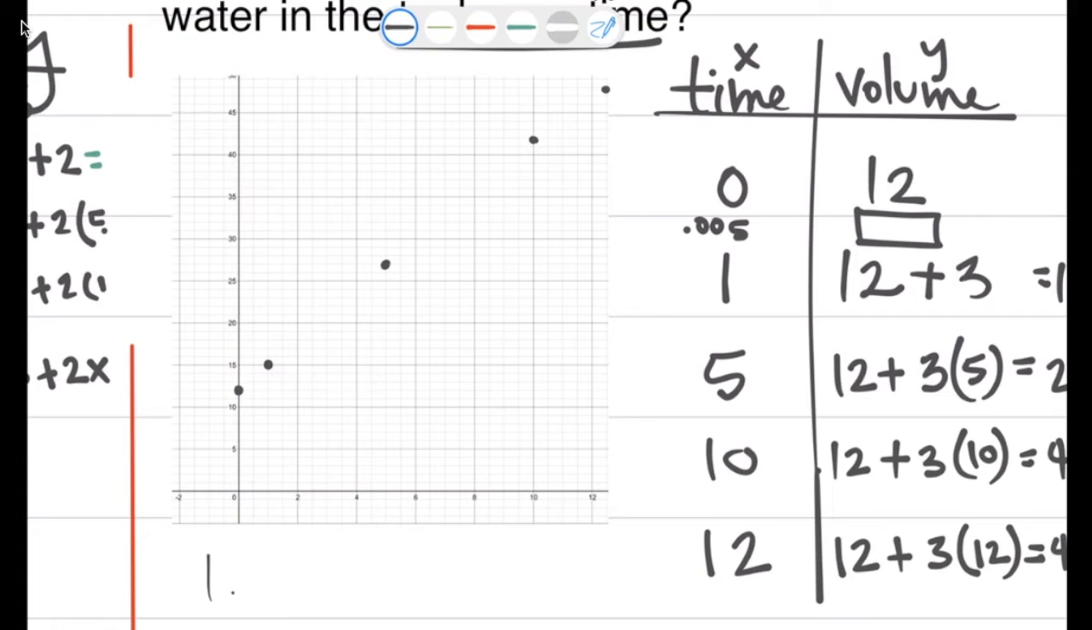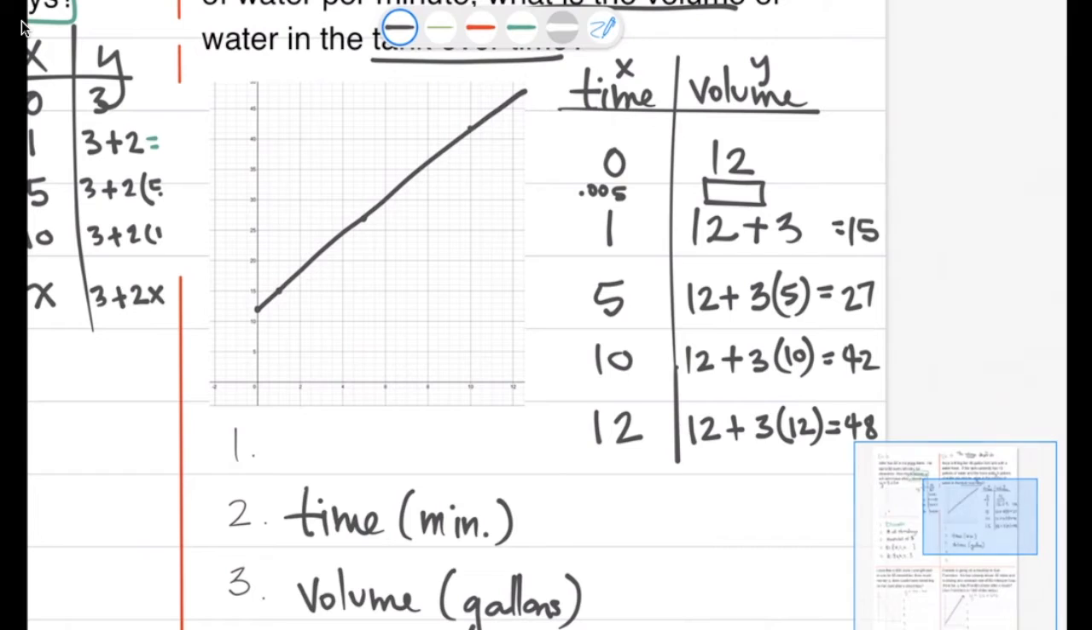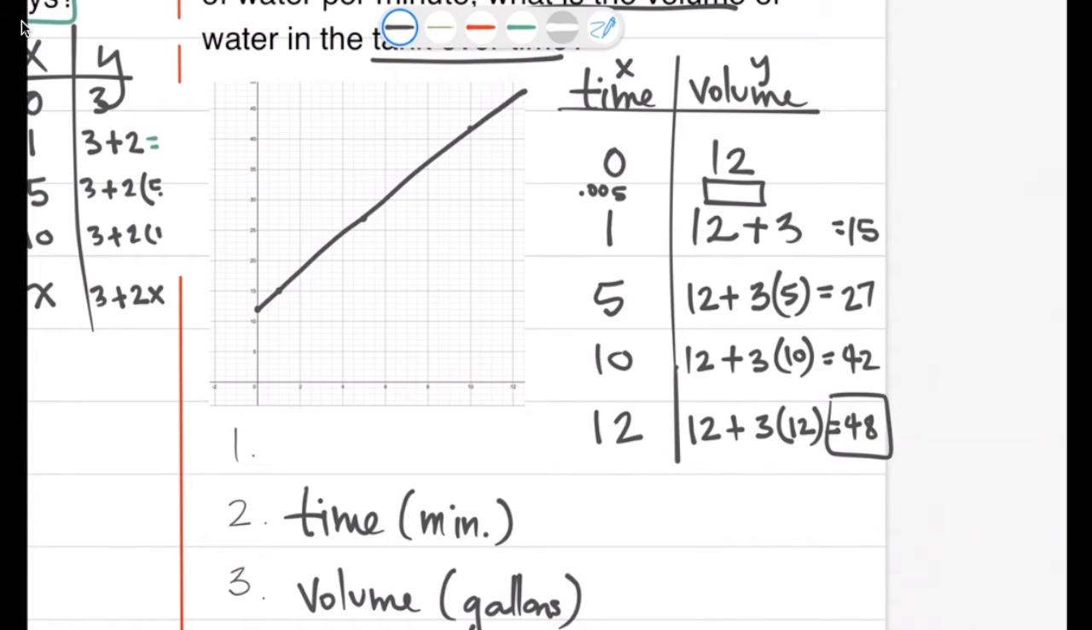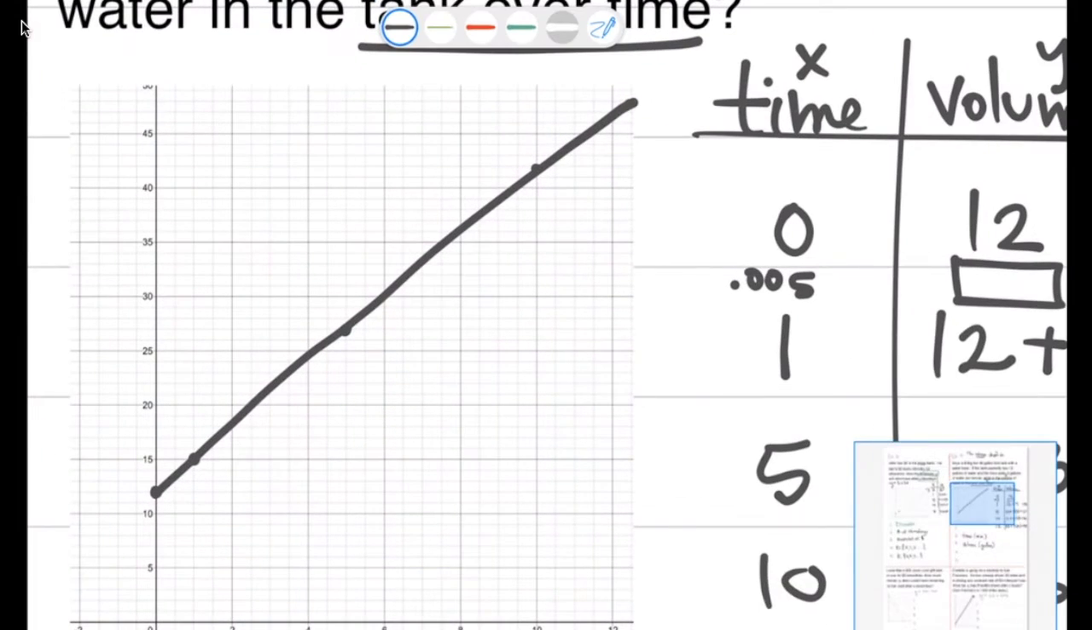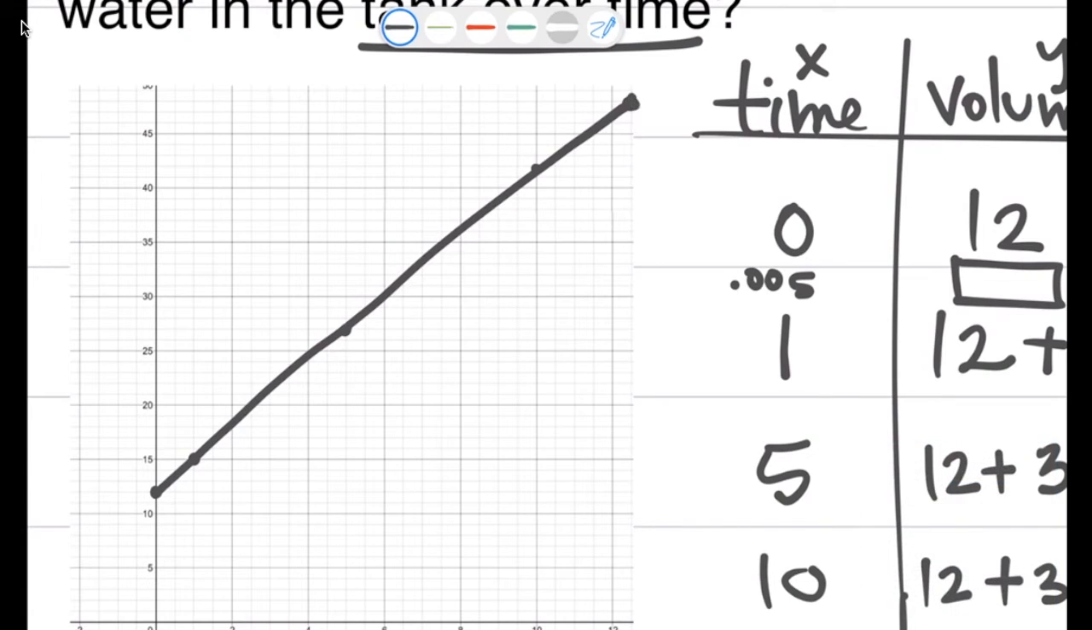So what does that tell us? It tells us that we can connect our points with a line. Now, the next thing we want to ask ourselves is, does that line go on forever? Well, hopefully you recognize that after the tank is full, the scenario ends. So instead of putting an arrow here, we need to actually have that line end. It needs to stop there.